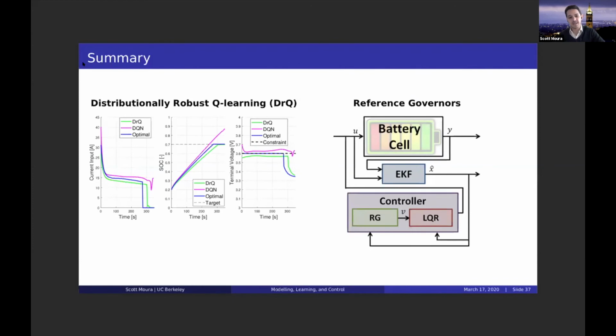What you can see is that we came up with a methodology, an extension in reinforcement learning called distributionally robust Q learning, to progressively get a little bit more aggressive in terms of charging the batteries. And then once we understood the nature of the optimal solution, it turns out that reference governors are really a nice approach, even with these surrogate models, which only approximate what's happening, but they seem to get the right trends, as we've seen from this data.